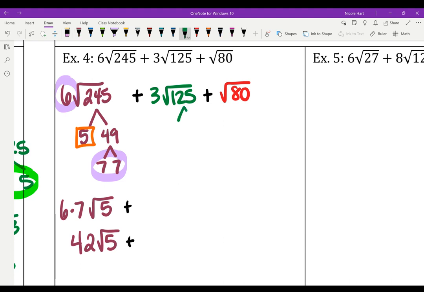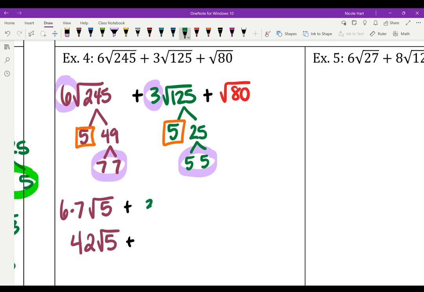Looking at root 125, I know that this is divisible by 25. So that would be 5 and 25. Again, you can use your calculator. And 5 is going to break down to 5 and 5. So again, we have a pair of 5s. I have a 3 outside. So those are going to go outside. And then I also have this 5 that's going to go on the inside.